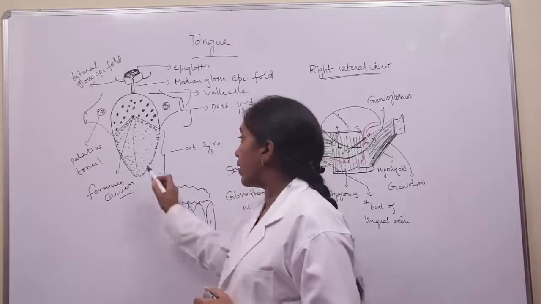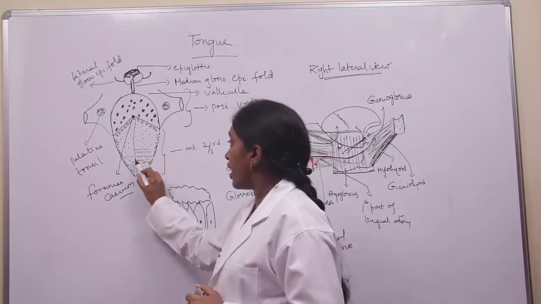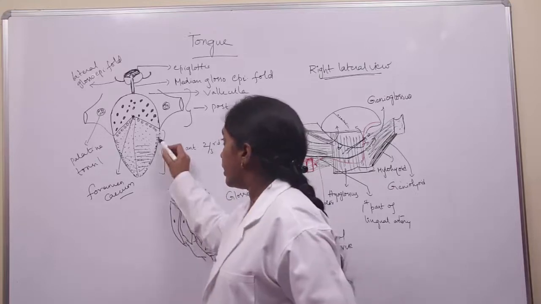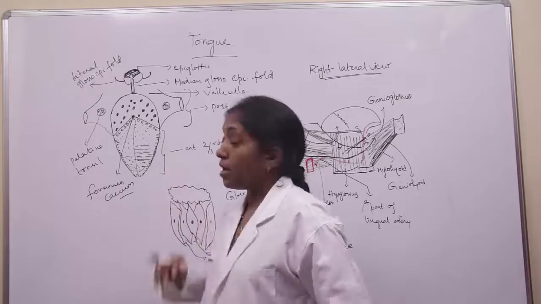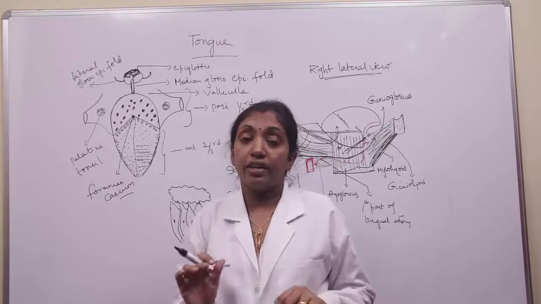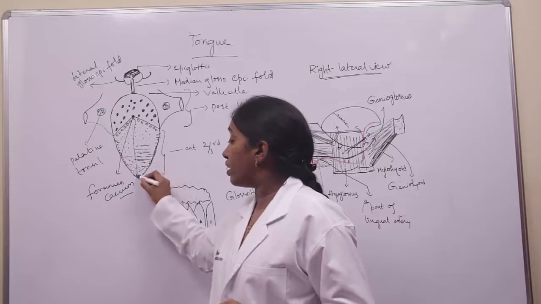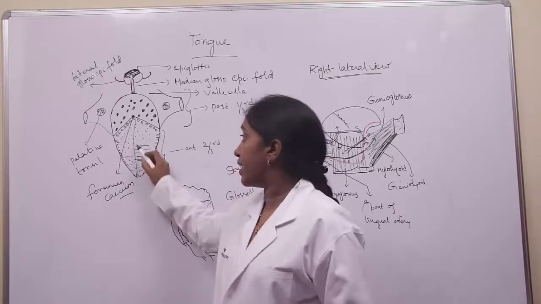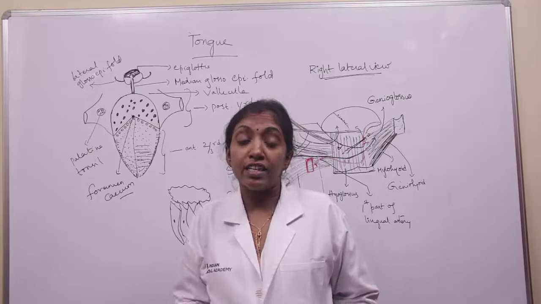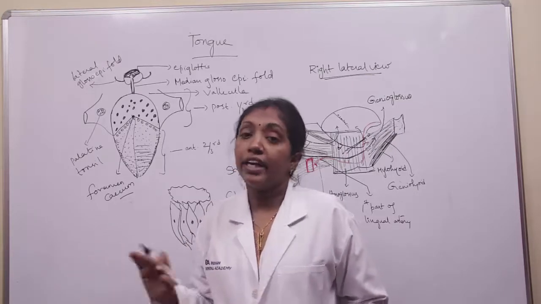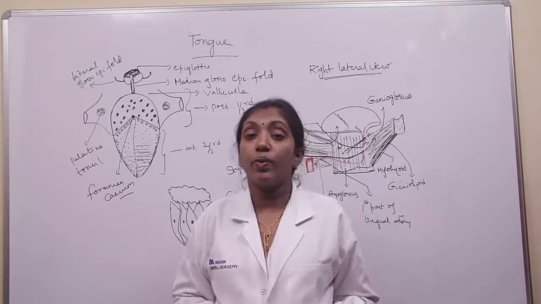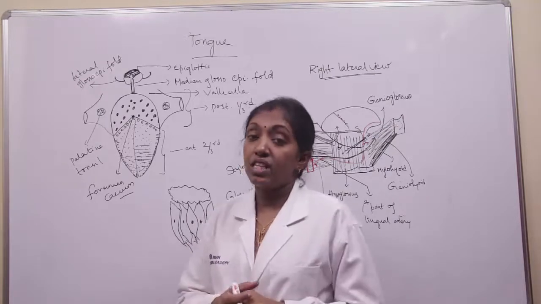And coming to the transversus linguae, it arises on either side of the median fibrous septum and is attached to the lateral margin of the tongue, and it decreases the width of the tongue. Coming to the verticalis linguae, it arises from the dorsal surface of the tongue and is attached to the lateral margins of the tongue, and it increases the width of the tongue. Transversus linguae decreases the width of the tongue, and verticalis linguae increases the width of the tongue. That's about the intrinsic muscles of the tongue.